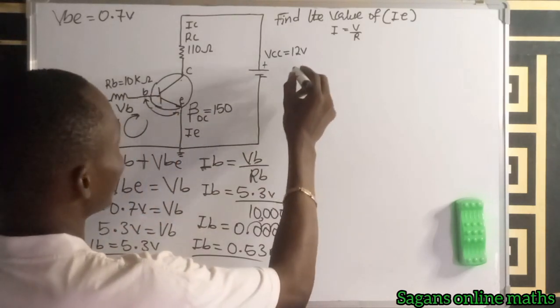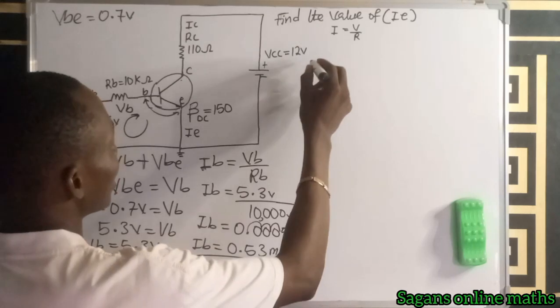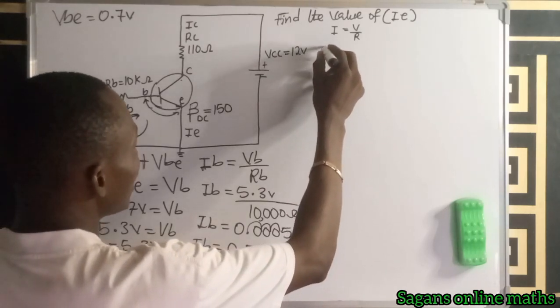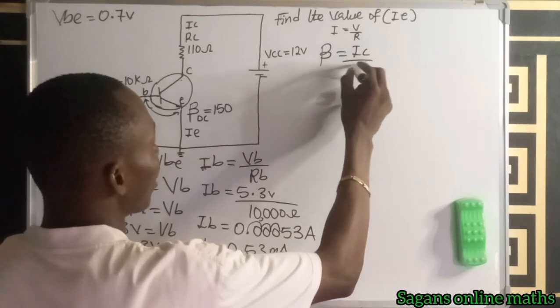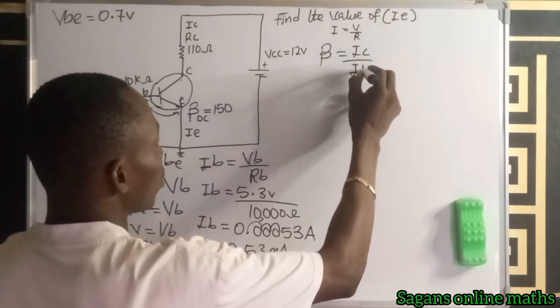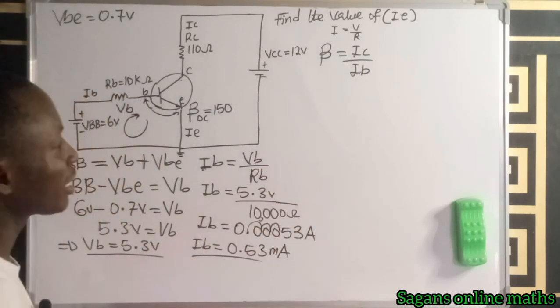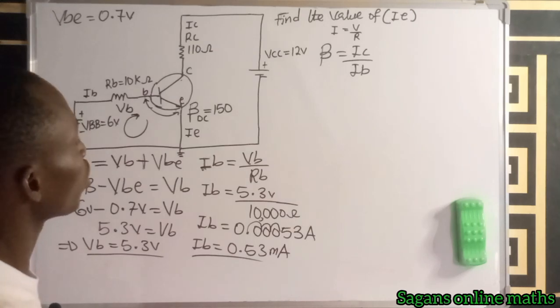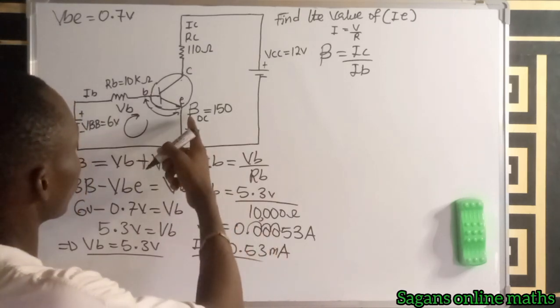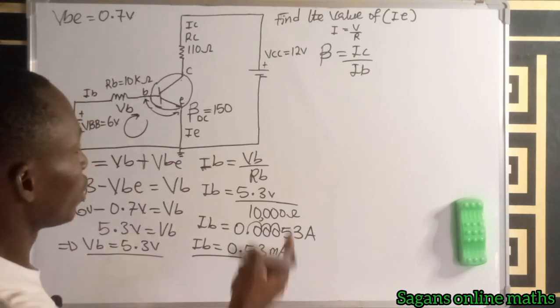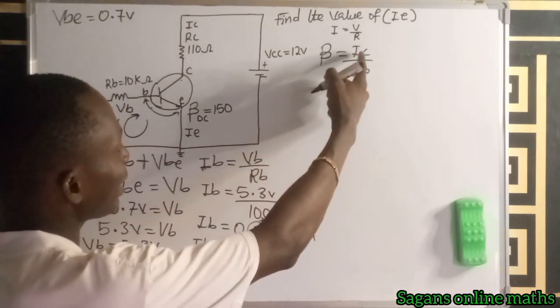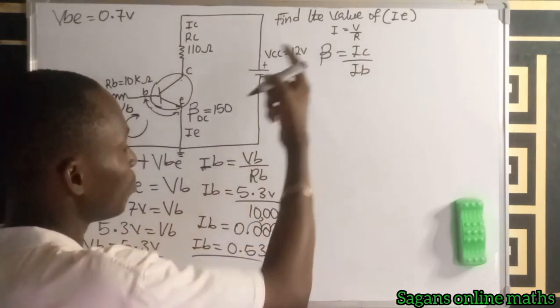I want you to understand that this beta you're seeing is equal to IC divided by IB. Now I know you'll be wondering what is beta. Beta simply means the current gain factor. This is the current gain factor. So IC divided by IB is beta.